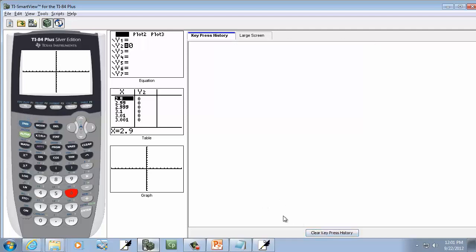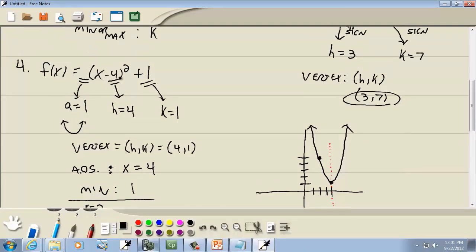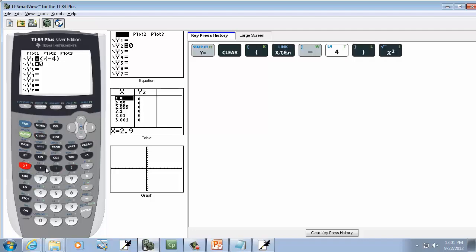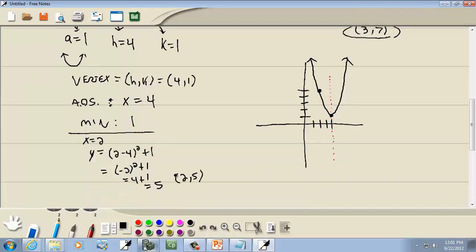Okay, now it should be where you are. So press y equals. Press clear to clear out whatever's on y1. And we just type it in as we see it. So I do a beginning parenthesis, x minus 4, closing parenthesis, x squared, plus 1. And then graph. And we get the same picture more or less.